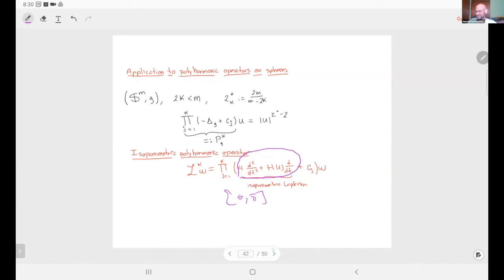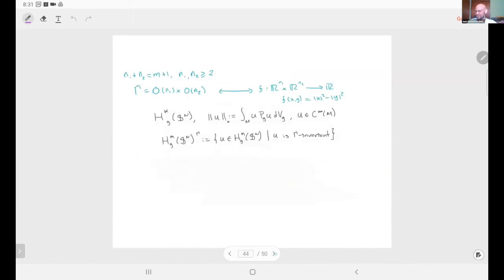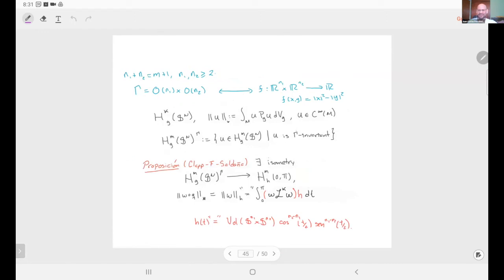And to finish, just a few seconds: we applied this kind of problem to see that a Sobolev space with symmetries is actually isometric to a weighted Sobolev space on 0 to pi. So all these kinds of symmetries that Ding, Thomas, Tobias, and many people have used are just playing with something one-dimensional.